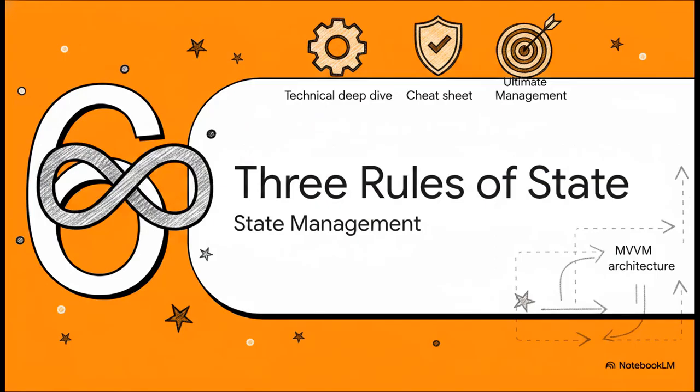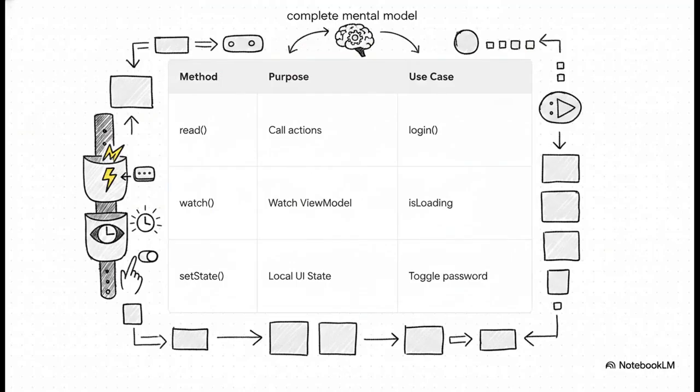And finally, Section 6, the 3 rules of state. To wrap up the technical deep dive here, consider this your ultimate senior dev cheat sheet for state management. You essentially have 3 tools. Tool number 1, context.read. Use this when you want to call an action, but you don't care about UI changes, like triggering a login or logout. It does not rebuild the widget.